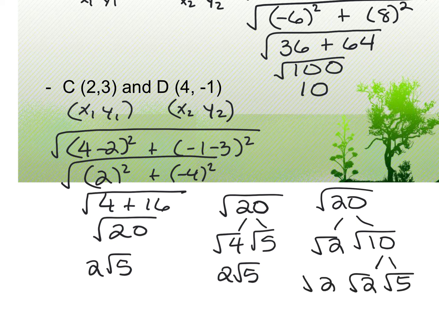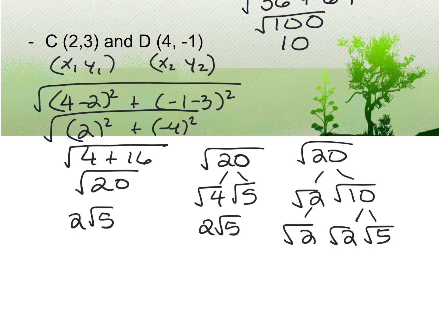So now that I broke it all the way down to prime, I go back and look for pairs, because when you make a pair, this turns into a perfect square. You take the 2 out of the radical, and you leave anything that doesn't pair up underneath. And notice it's the same answer I got there as well.